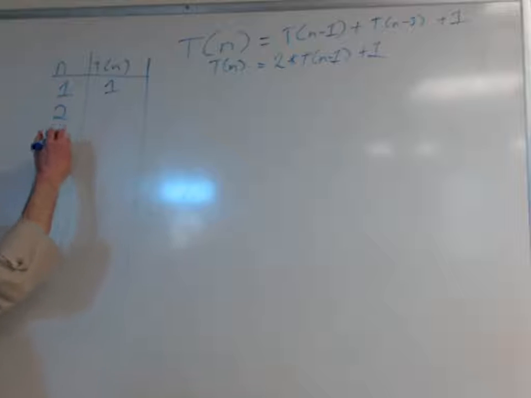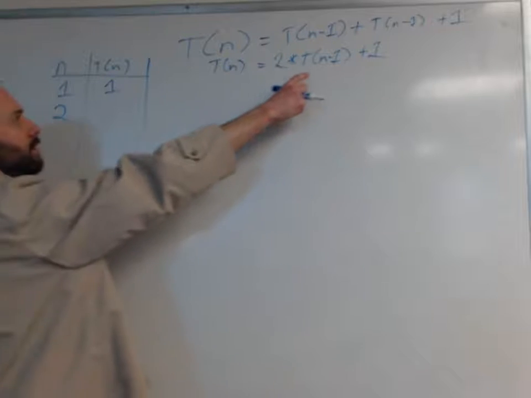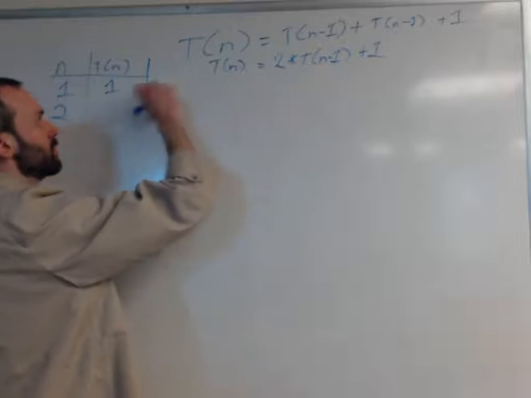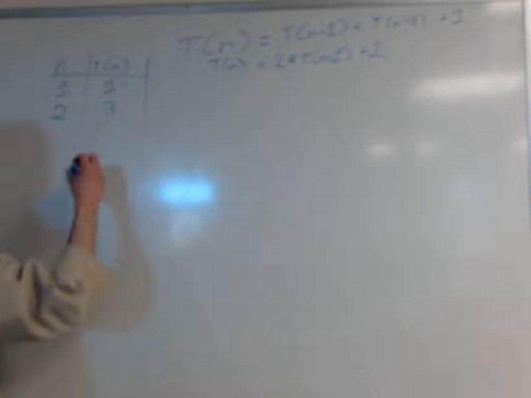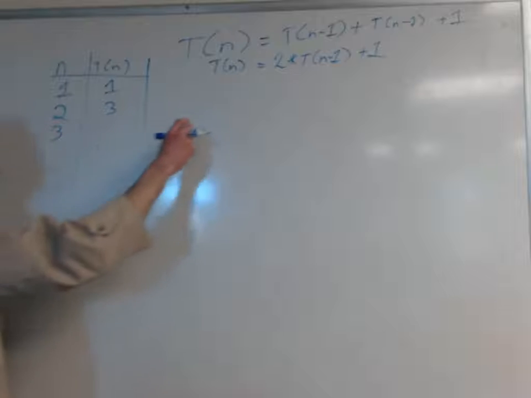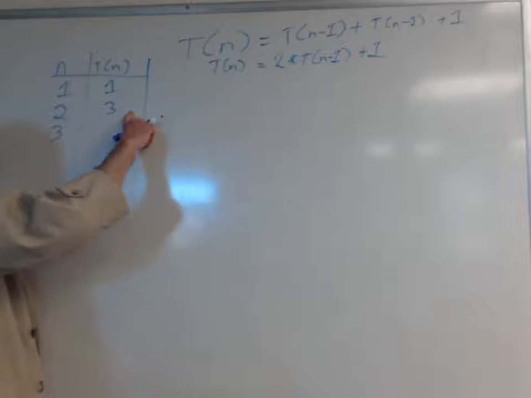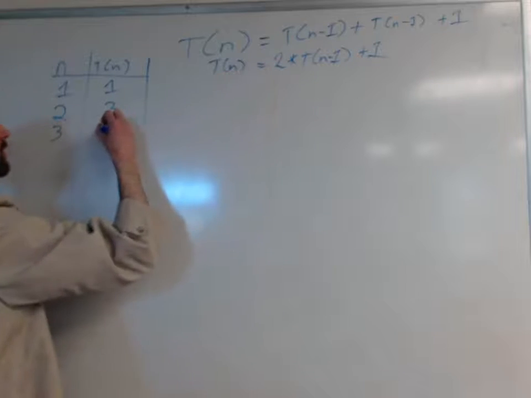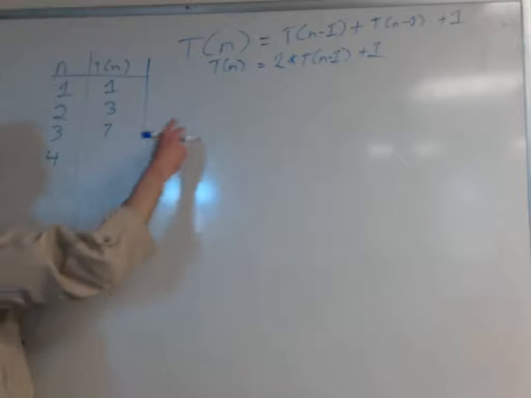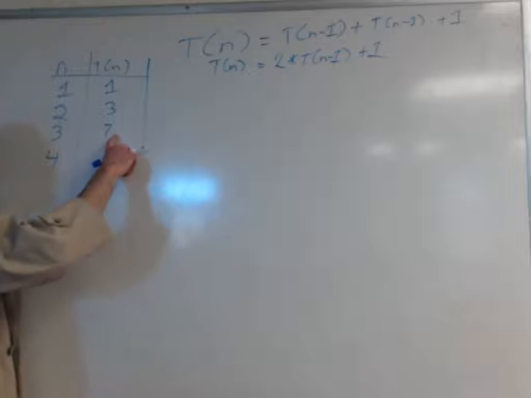Great. How about 2? Well, it's going to call T of n minus 1, which is 1. Multiply it by 2 plus 1, so that's 3. Let's put a 3 here. Again, T of n minus 1, which is 3. Hey, look, I'm glad we wrote these. 3 times 2 is 6, plus 1 is 7. We'll put in 4.